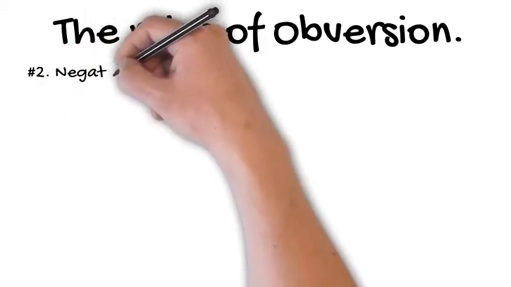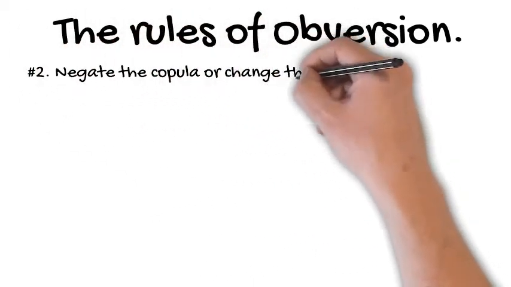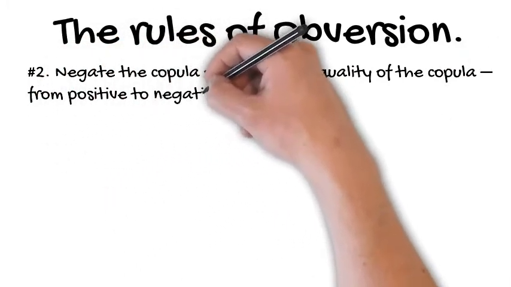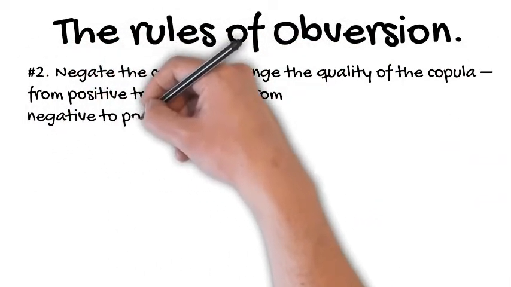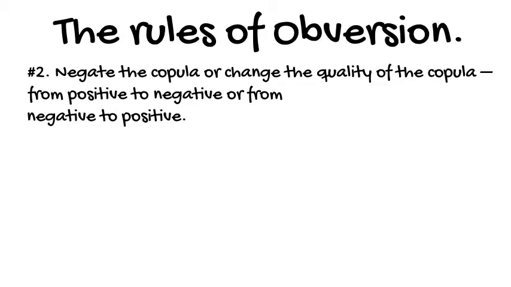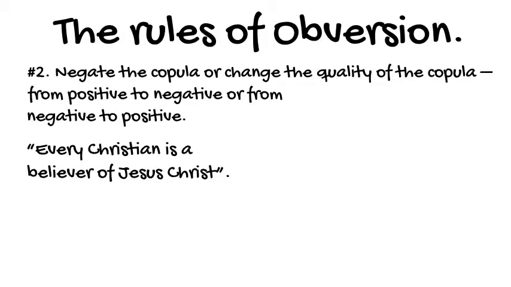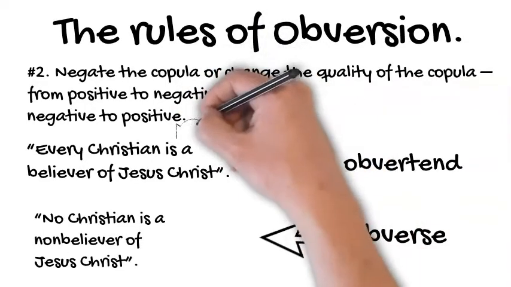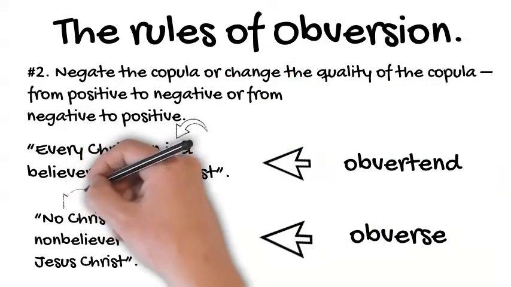Rule number 2: negate the copula, or change the quality of the copula from positive to negative or from negative to positive. In the given proposition, we have a positive copula because we have a positive proposition. So in our obverse, we negate it in order to follow rule number 2.